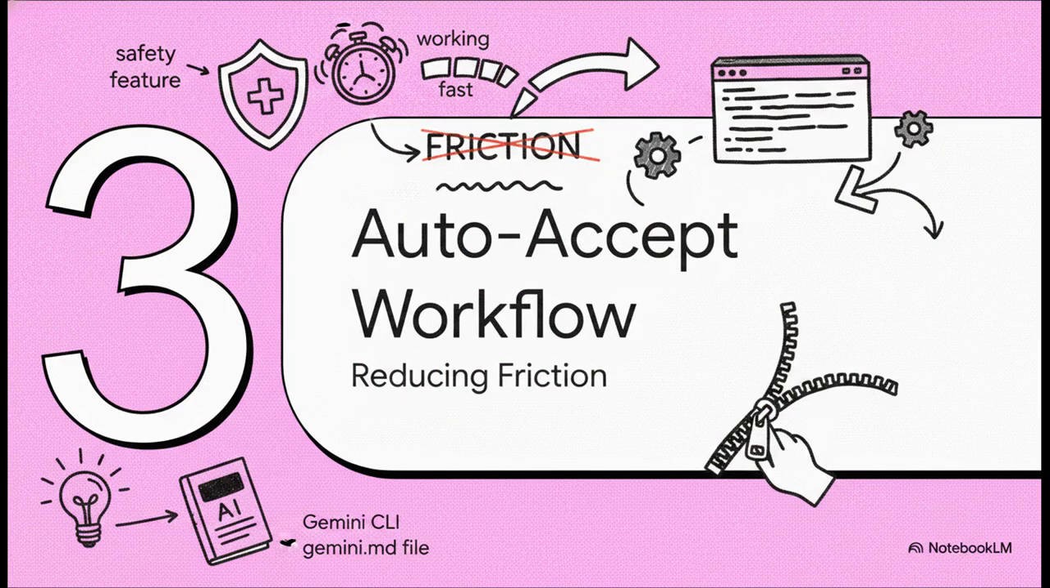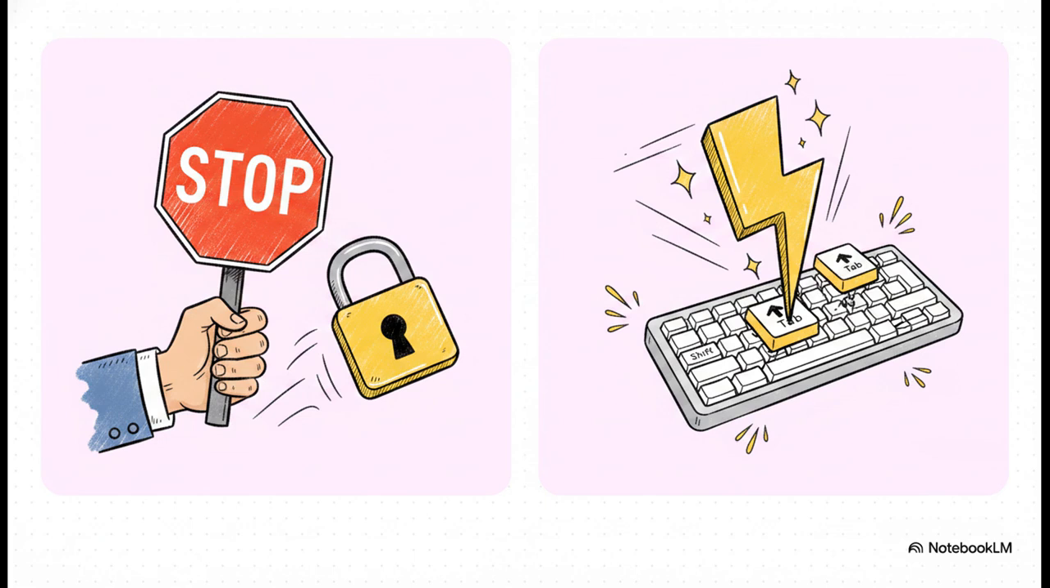All right, moving to section 3, mastering the auto-accept workflow, reducing friction. Now, by default, the Gemini CLI is highly cautious. It asks for permission for literally every single file change or command it wants to run. Now, you do get options to allow once, always allow for the session, or completely refuse and suggest changes.